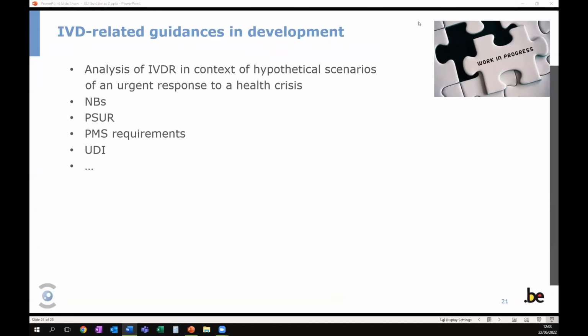So other IVD-related guidances that have been produced or are under construction are, for example, a document that will look at how the IVDR allows to respond to an urgent health crisis. And obviously this is a result of the COVID crisis. Other guidances that are still being developed relate to notified bodies. There's also already a lot of guidances for notified bodies. Then there's an upcoming guidance for the periodic safety update reports that manufacturers have to provide for Class C and D IVDs. There will be a guidance about post-market surveillance requirements. There's already a lot of documents on UDI, on UDAMED and so on. And so you can find the titles of these guidances also on the MDCG's website.